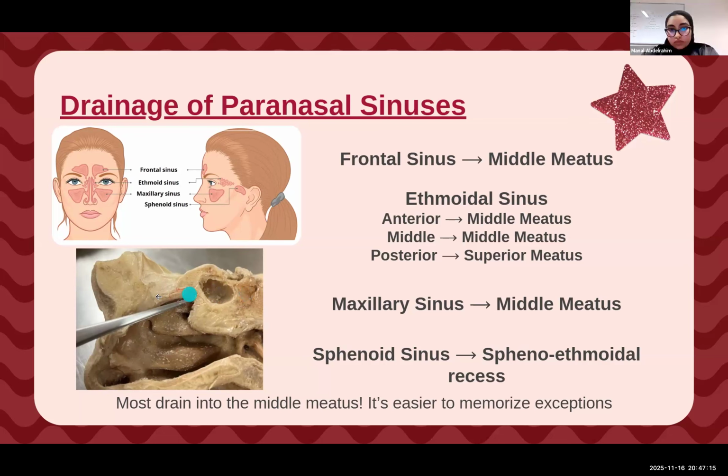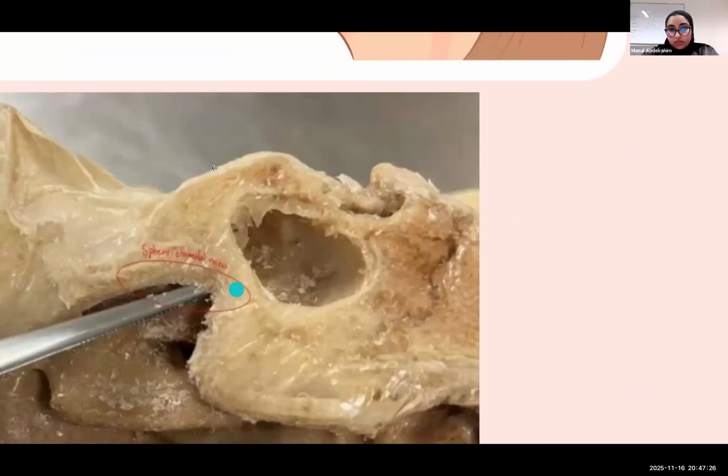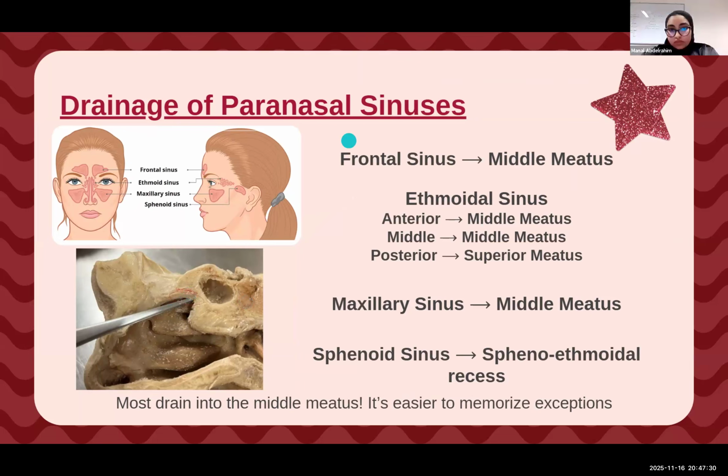Okay, we'll keep going. Other than the paranasal sinuses, we mentioned the nasolacrimal duct. And what is this basically? This is going to drain your tears into the inferior meatus. You don't have to know much about it, just know that the nasolacrimal duct drains tears into the inferior meatus.